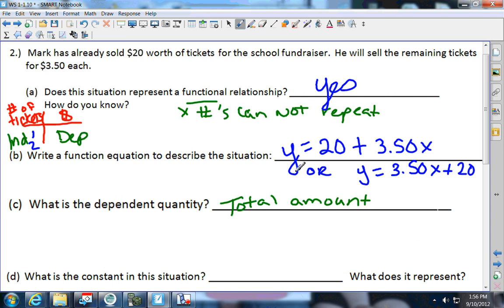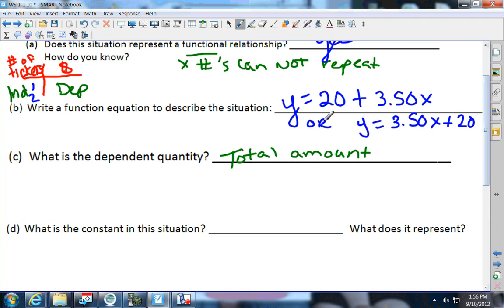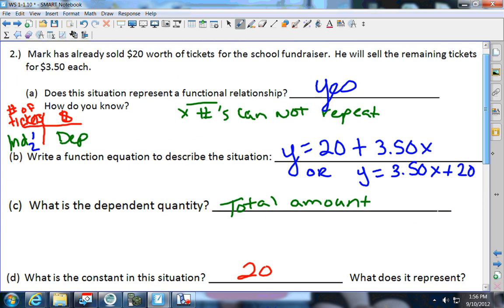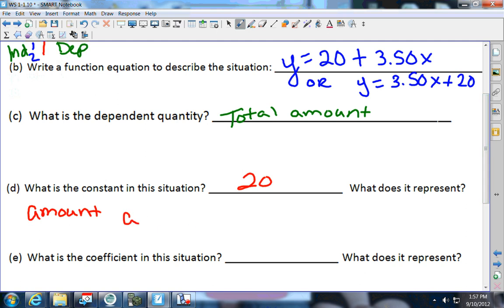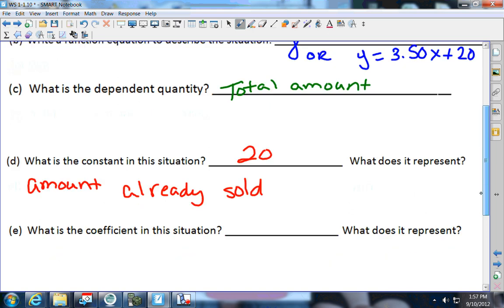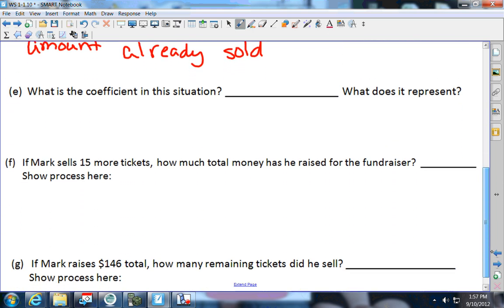What is the constant in this situation? What's the thing that he has right now? That constant should be 20. This is the amount. What did they say up here? The amount he has already sold. Okay, well, let's look at the other questions.